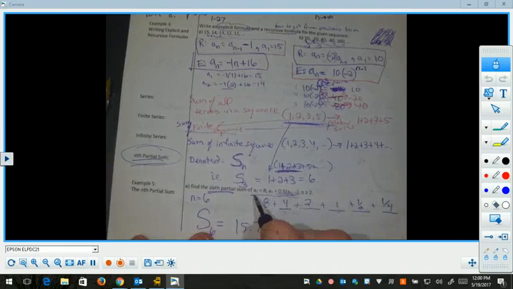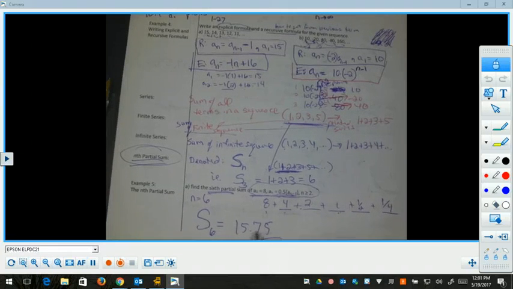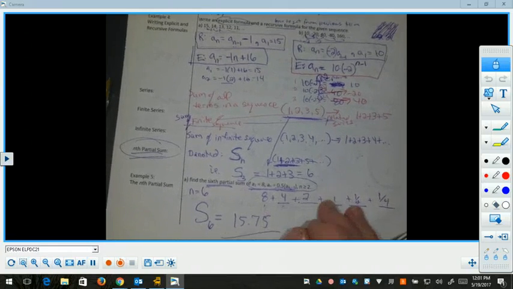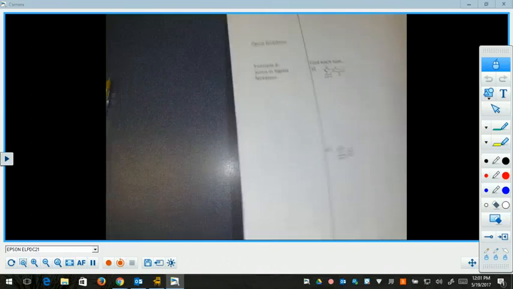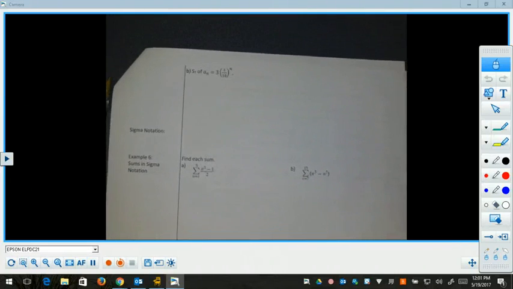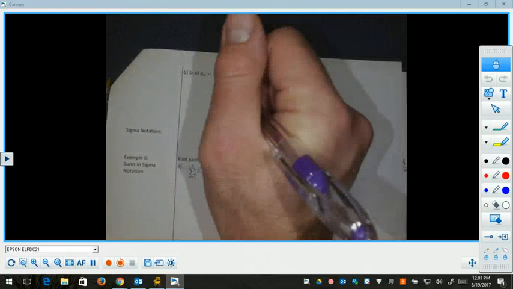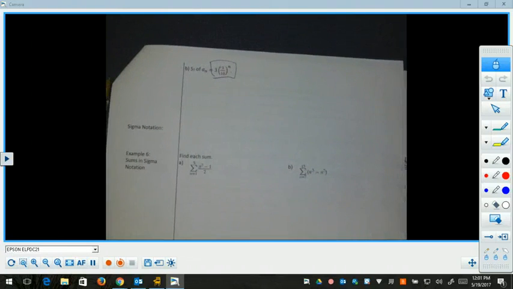This recursive pattern, because they don't tell us when to stop for n, is an infinite one. It'll just keep going on. But we only had to do the first 6. So give that a try for letter B. This one, they actually give you the explicit formula. You can take a moment to pause the video and plug the values in for n.